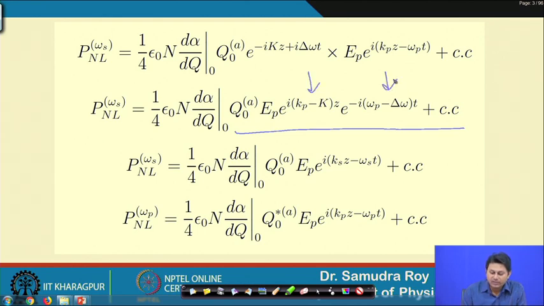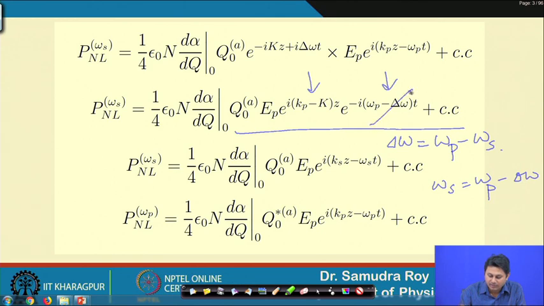And if we look carefully, delta omega was omega p minus omega s. So, omega s is essentially omega p minus delta omega. So, exactly this frequency is here. It is nothing but omega s. So, I can replace this frequency with omega s.